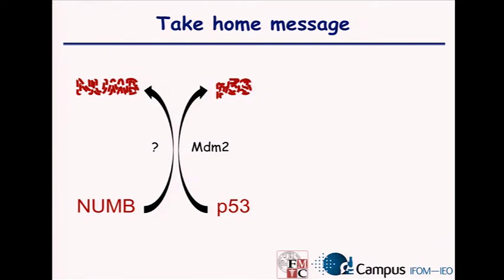So I guess the take-home message of what I've tried to show you today is that these two proteins, NAM and p53, which have been the champions of cell fate determination and tumor suppression, are actually very intimately coupled in what we can consider the same circuitry of fate determination and tumor suppression in stem cells.